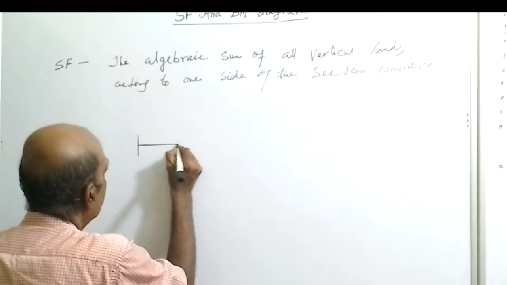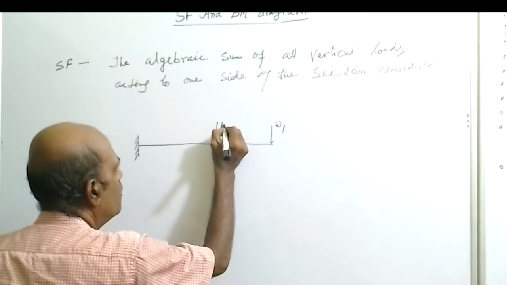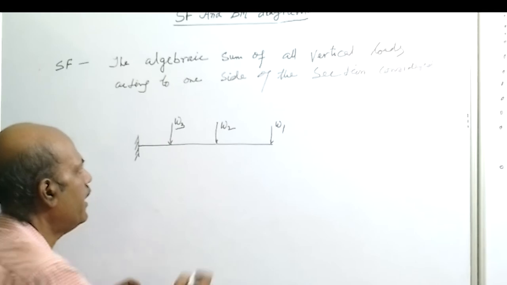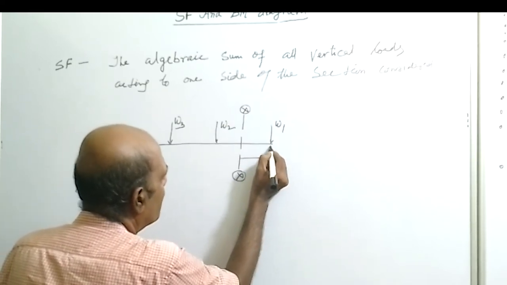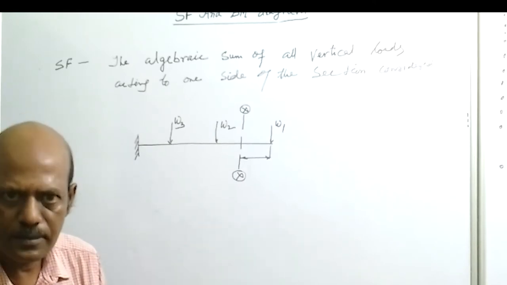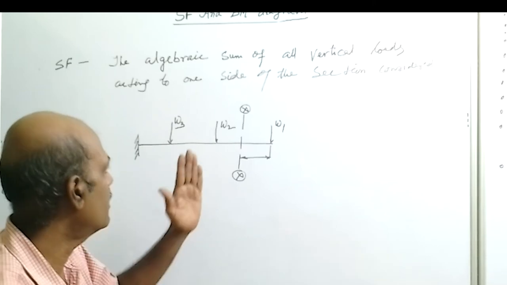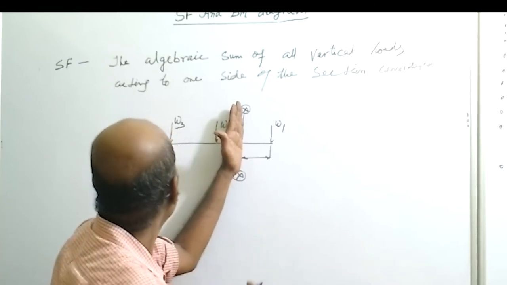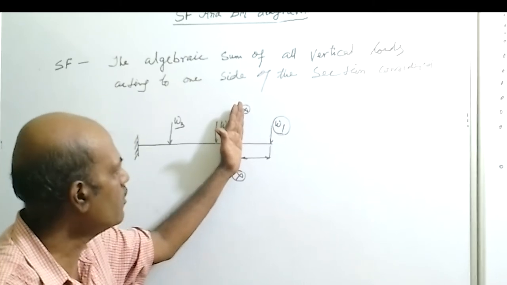So if we consider a beam, say this is a cantilever beam. In this beam, say W1, W2, W3, etc. point loads are acting. Now, if we consider a section, say XX section, which is at a distance X from the free end, what will be the shear force on XX section? As per the definition, the algebraic sum of all vertical loads acting to one side of the section. So, one side, say right side. If we take the right side, only one vertical load is acting to the right side of the section. So that means W1 will be the shear force.